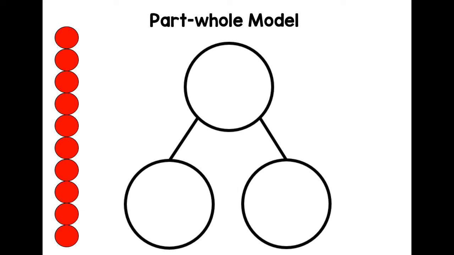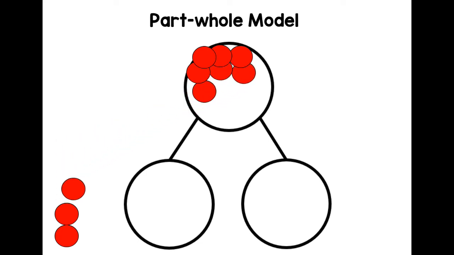This is the part-whole model. These are the parts here and here. And the whole goes into the top. The whole of the number goes into the top circle. Our number is 10. 1, 2, 3, 4, 5, 6, 7, 8, 9, 10.